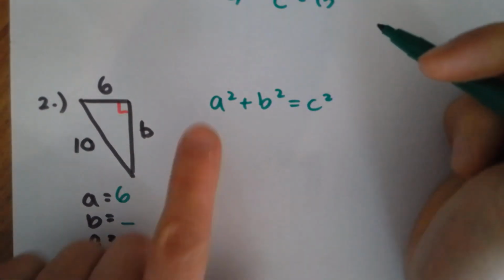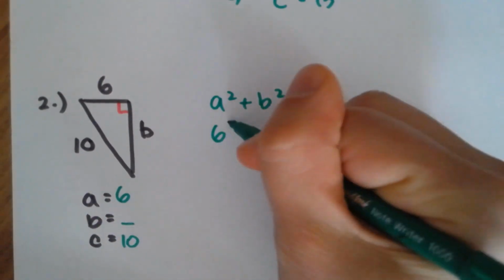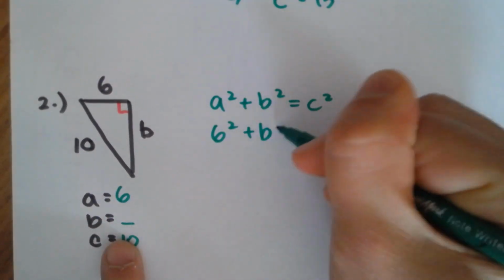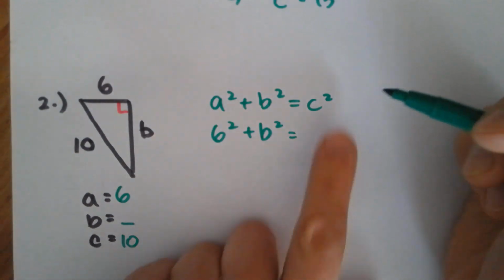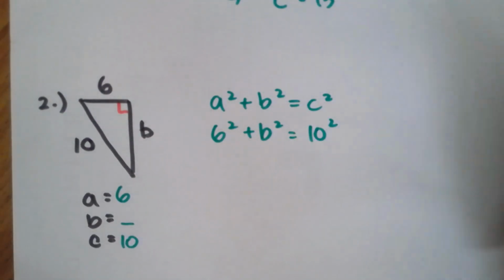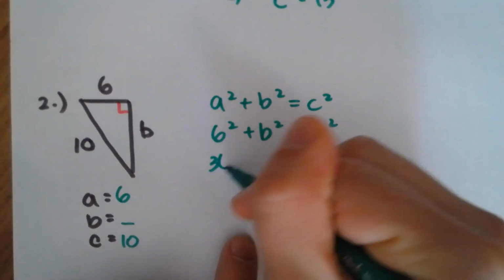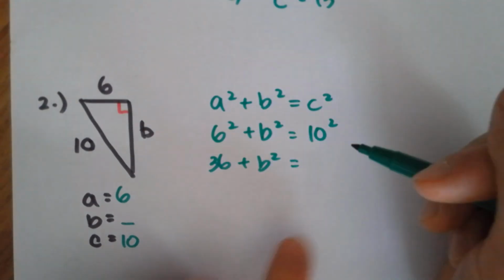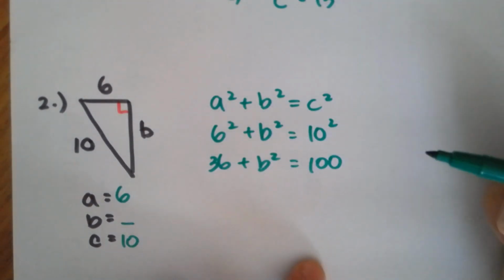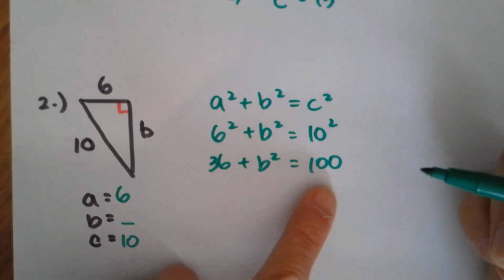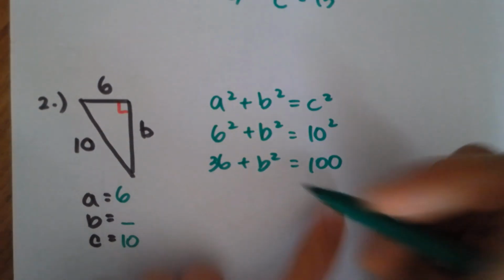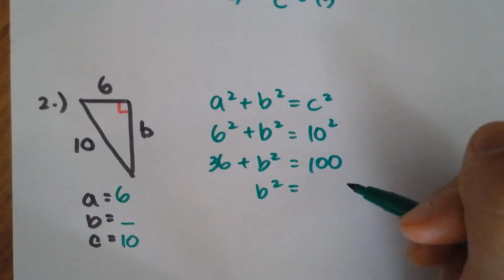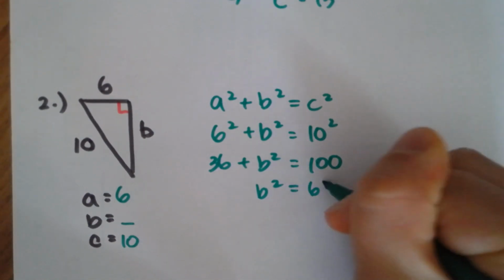Okay, so here we go. A squared is going to be 6, so 6 squared plus B squared, I don't know what that is, I want to keep it as a variable. And then C squared, that's going to be 10 squared right there. 6 times 6 is 36, plus B squared is equal to 10 times 10, that's 100. We're almost done. So we're going to subtract 36 on both sides, minus 36, minus 36. So B squared is equal to 64.